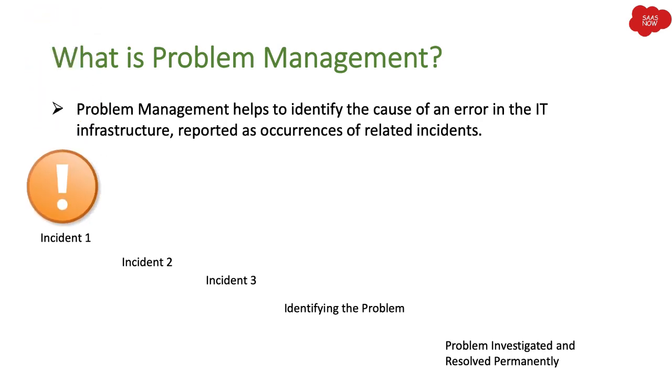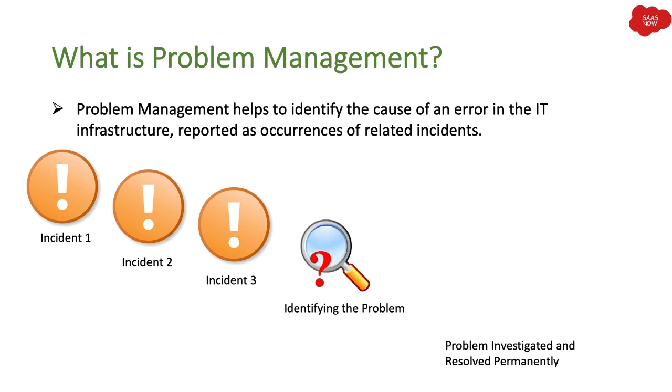So if I have an incident created on the first day, and then a second incident, and then a third incident, that means I have reoccurring incidents and they are the same kind of incident. Then I have identifying the problem. That means I need to see why I am getting these incidents regularly and they are the same kind of incidents. So in that case, I will look for a problem investigation.